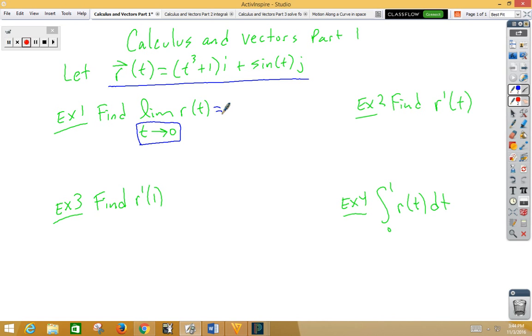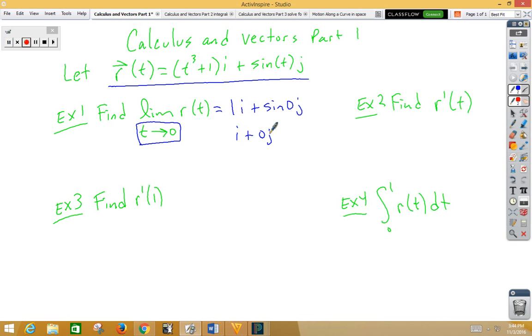So if I plug in a 0 for t in my vector-valued function, I would get 1i plus sine of 0j. Well, sine of 0 is 0, so that would give me a limit of just i plus 0j, and you can either put the 0j or not.